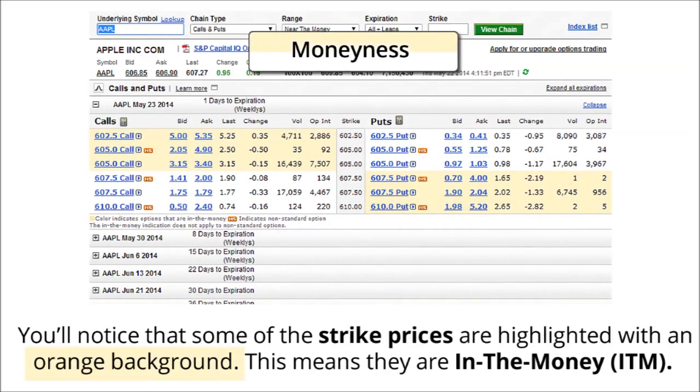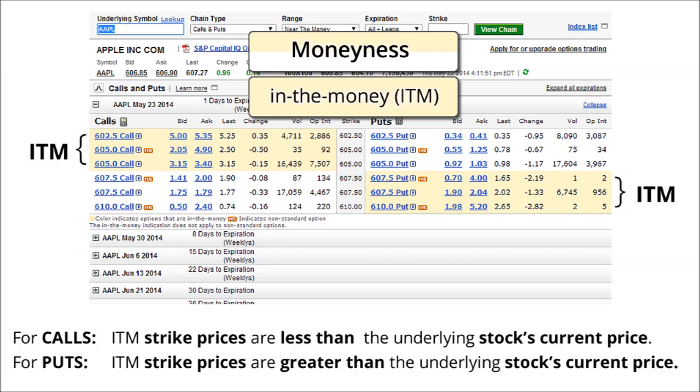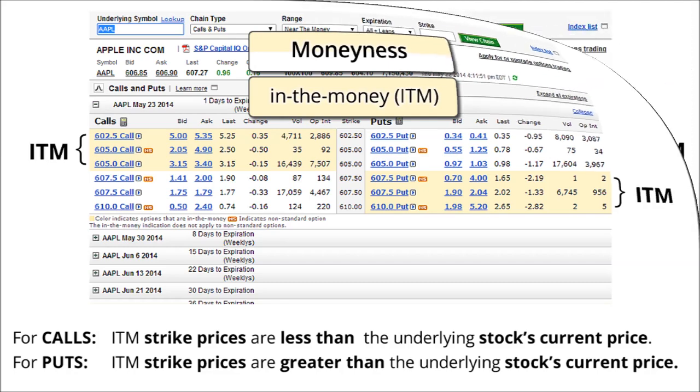Moneyness. You'll notice that some of the strike prices are highlighted with an orange background. This means they are in the money, ITM. For calls, ITM strike prices are less than the underlying stock's current price. For puts, ITM strike prices are greater than the underlying stock's current price.